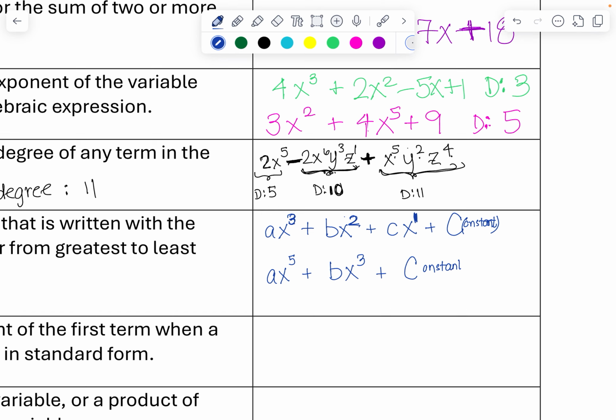This constant is just a number, no variable. This is written in standard form. So understand that you could be missing x to the 4th, you could be missing x to the 2nd, you could be missing the x even, and x squared. But you must make sure that your exponents are written in descending order.